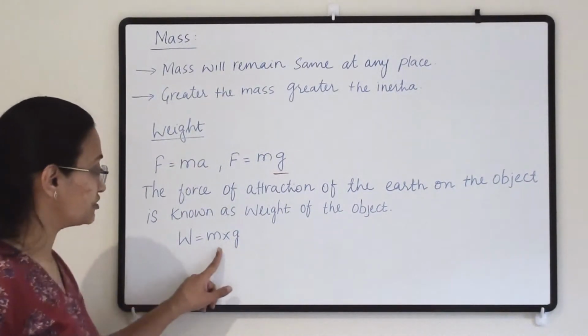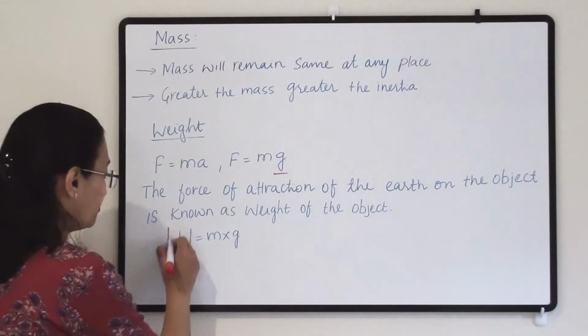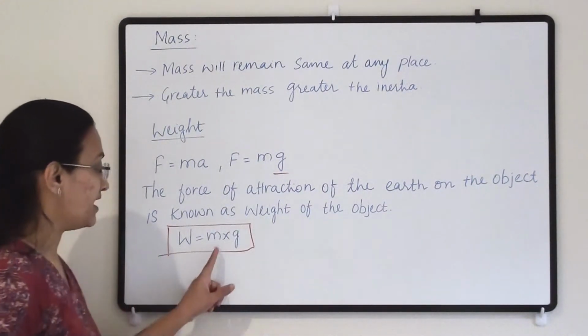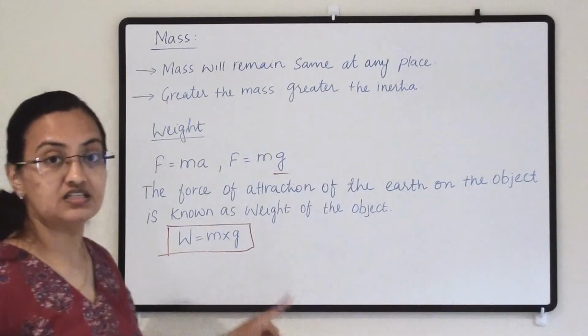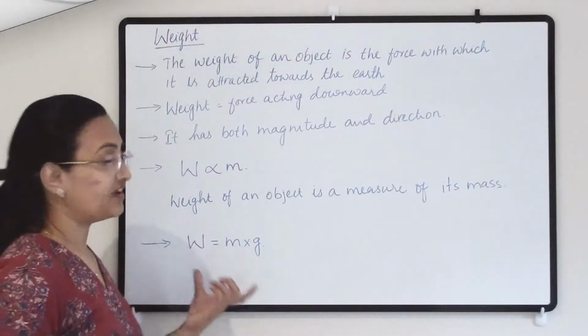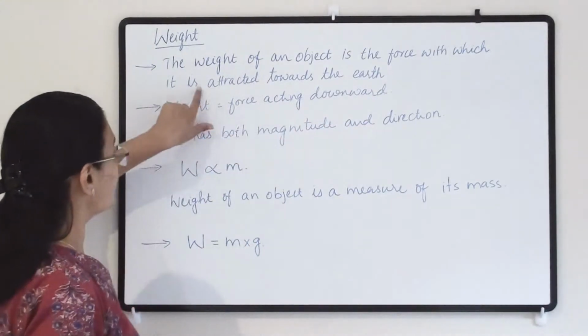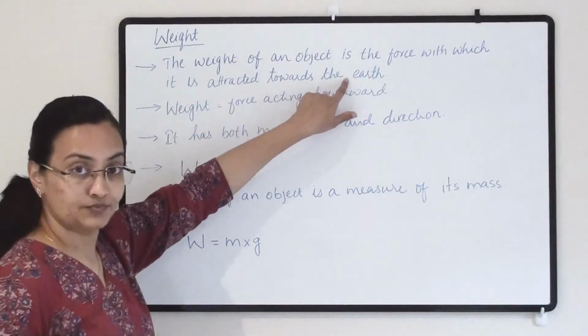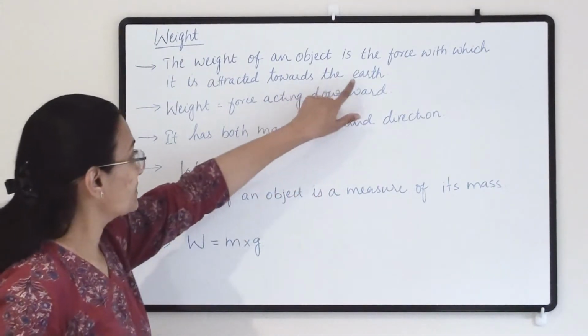So W equals m into gravitational pull. This is our new formula: weight equals m into g. Now what is the value of g? g is 9.8 meters per second square. What is weight? The weight of an object is the force with which it is attracted towards the earth. It is the force by which it is attracted towards the earth.